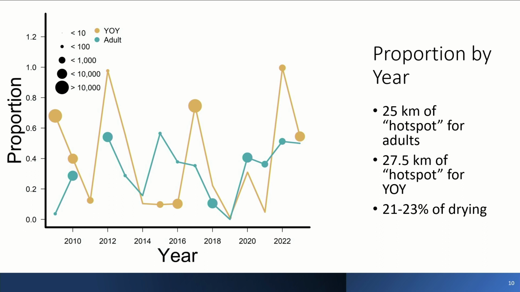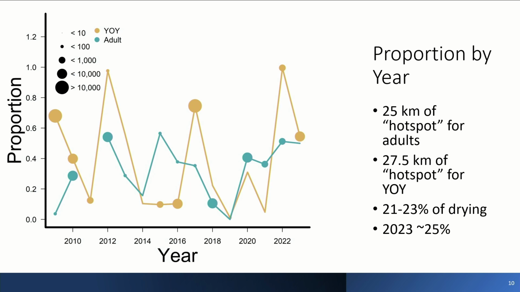In the entire data set, there's about 120 kilometers, and that doesn't all dry every single year. It's subsets. About 21 to 23% of that 120 kilometers is considered hot spots by the model. And in 2023, we did fish rescue on 27 kilometers. 7 kilometers of that was considered hotspot. So about 25% of what we rescued was a hotspot, but 55% of the fish came from those 7 kilometers.